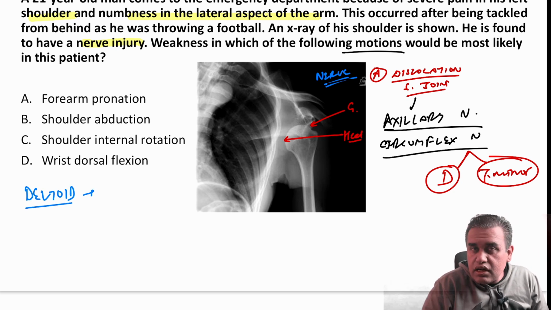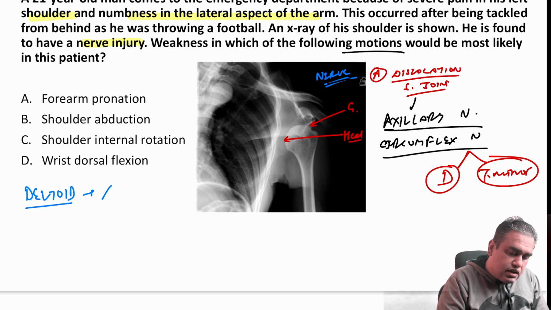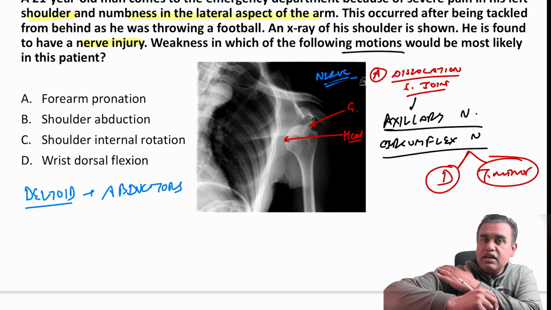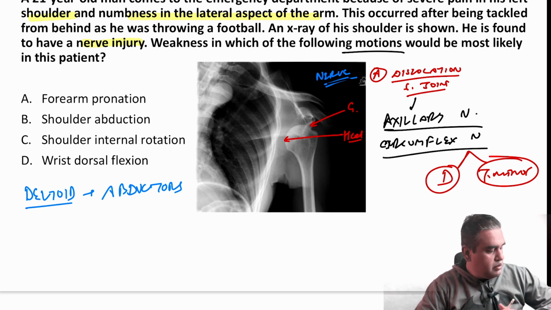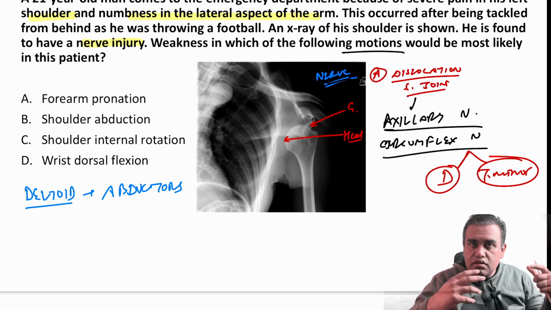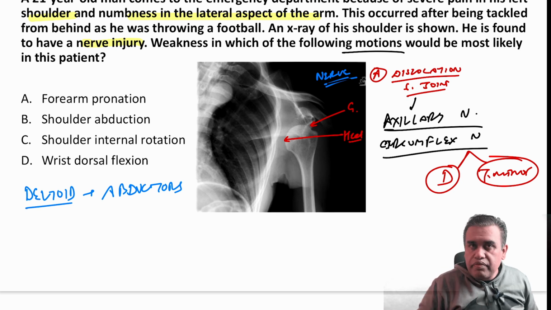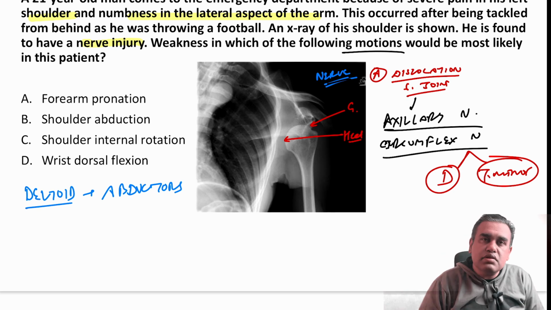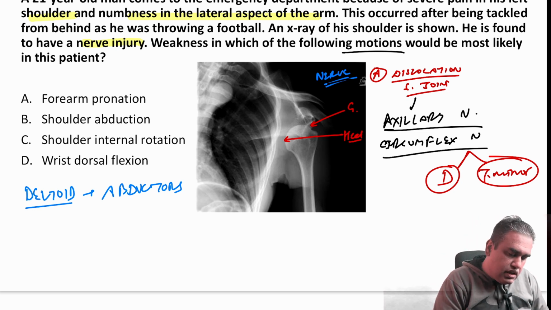The middle fibers of the deltoid, they are the chief abductors of the shoulder. Abductors हैं shoulder के. जब भी आप हाथ ऐसे करोगे, whenever you abduct, you always will feel tightness at the top of your shoulder. हमेशा, no matter how much bulky muscles you have or not. The moment you slightly abduct, there will be tightness. That is deltoid muscle.